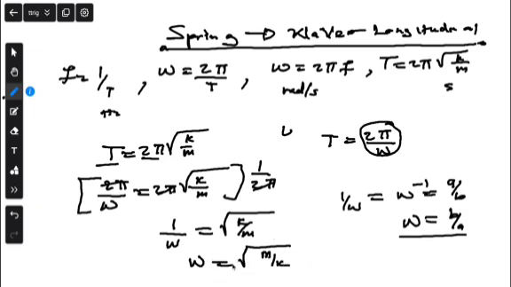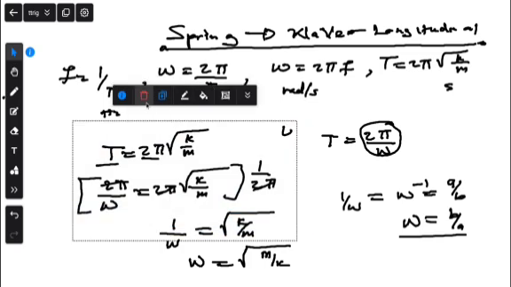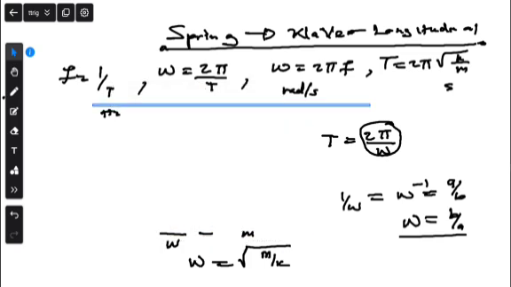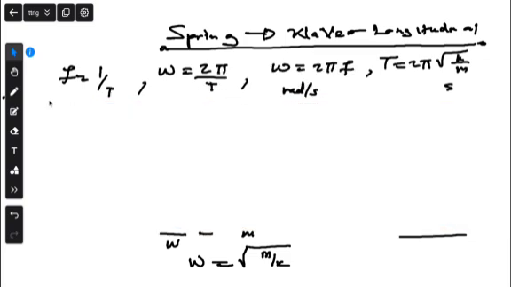Then from here, that's a good thing about physics. You need to know how to derive formulas, and then you're going to enjoy physics, I can tell you. Know how to derive formulas, then from there you're going to enjoy physics. So we have angular velocity, which is equal to the root of mass divided by k.